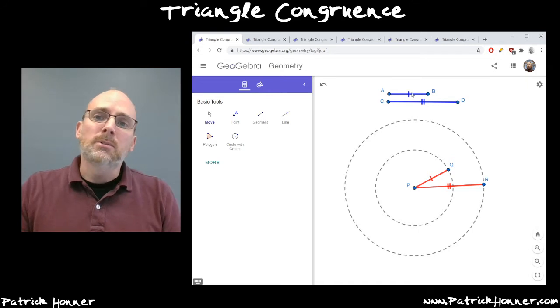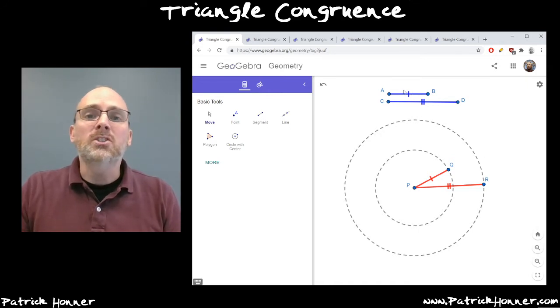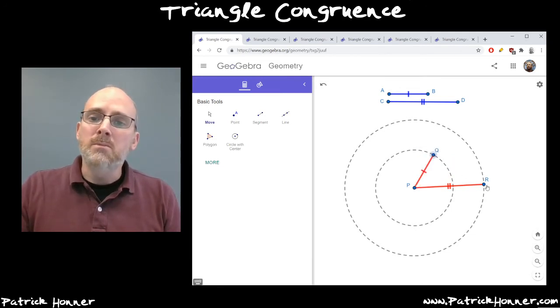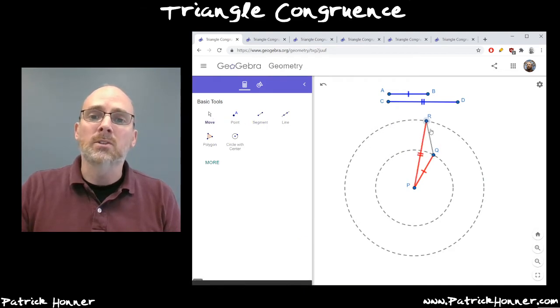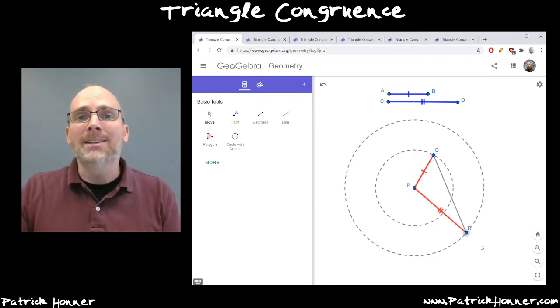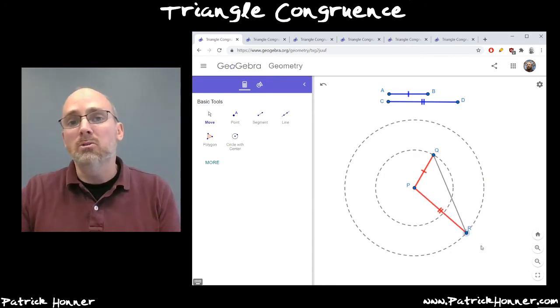So for example, here is a triangle that has two known side lengths. This is the length AB and this is the length CD. It's been constructed like that. Does this determine a unique triangle? Well, we can move this around and we can see if we add the third side in that we can make all kinds of different triangles with those two side lengths. And so side-side does not determine congruence for triangles.